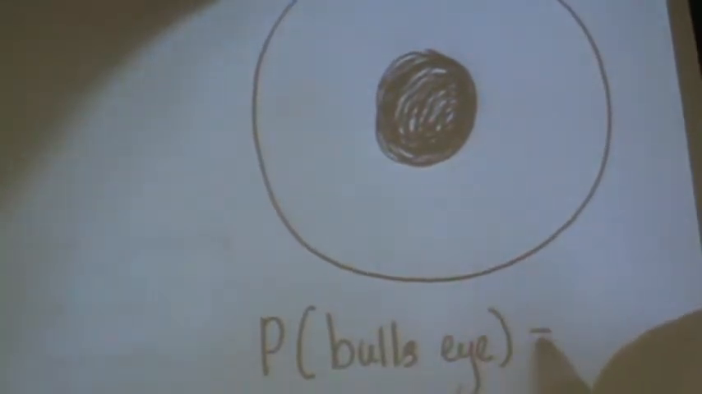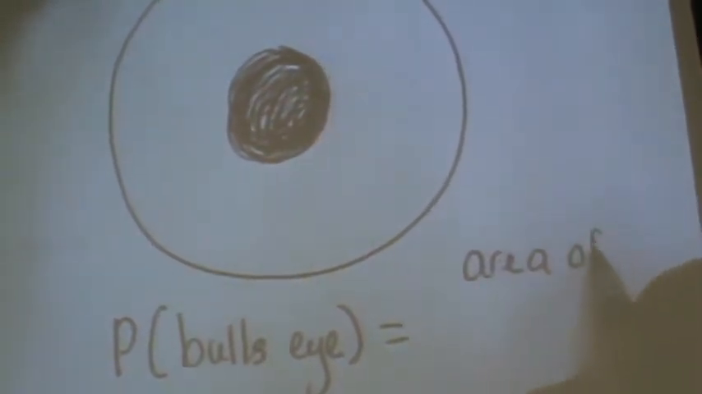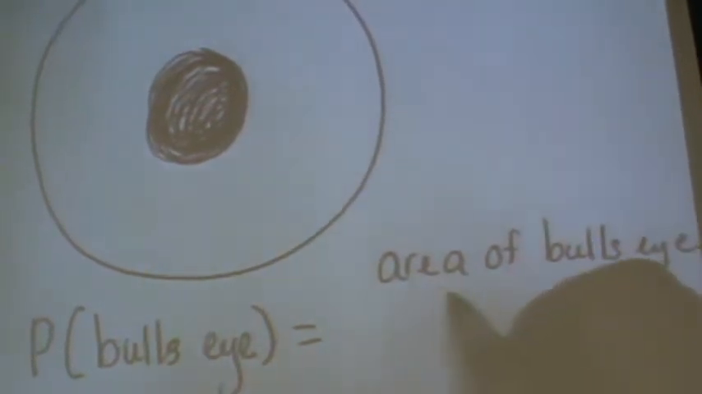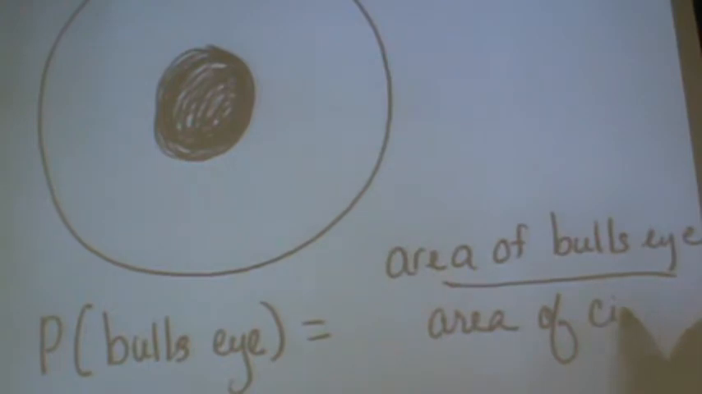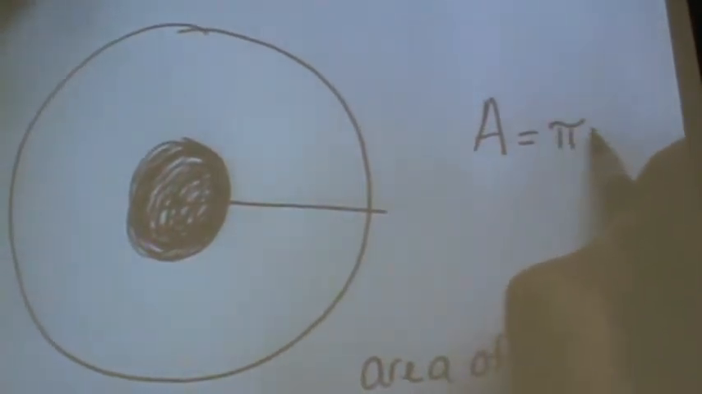So the probability of landing in the bullseye would be the area of the bullseye over the area of the circle. Meaning, from here to here. And how do you find the area of a circle? Pi r squared.